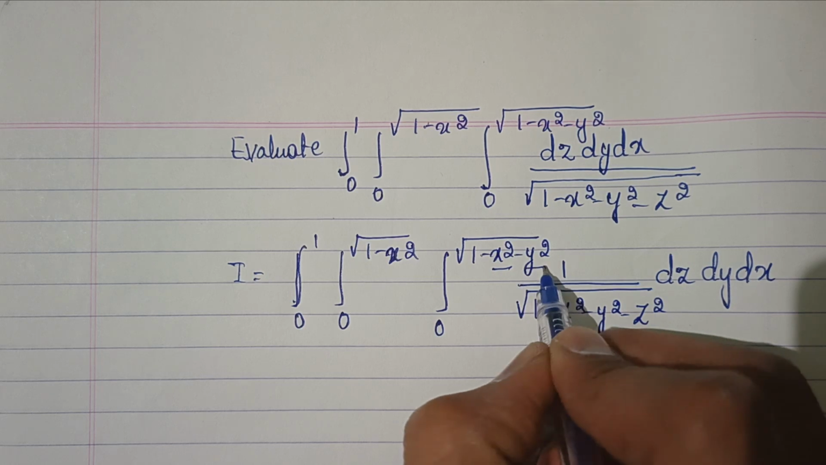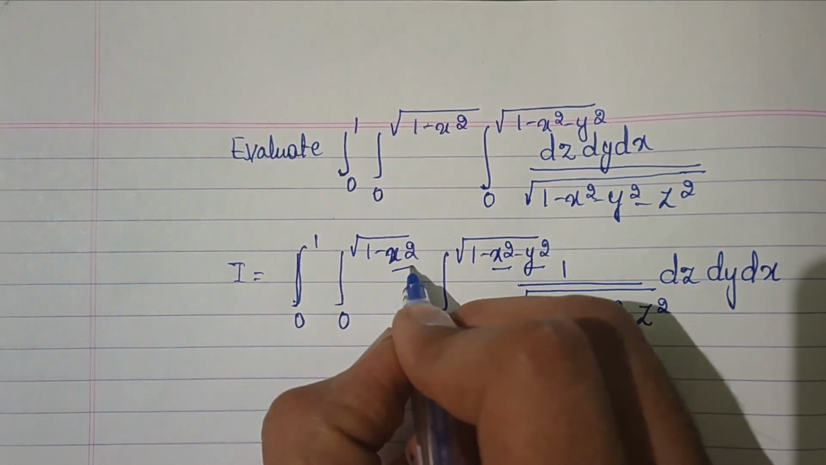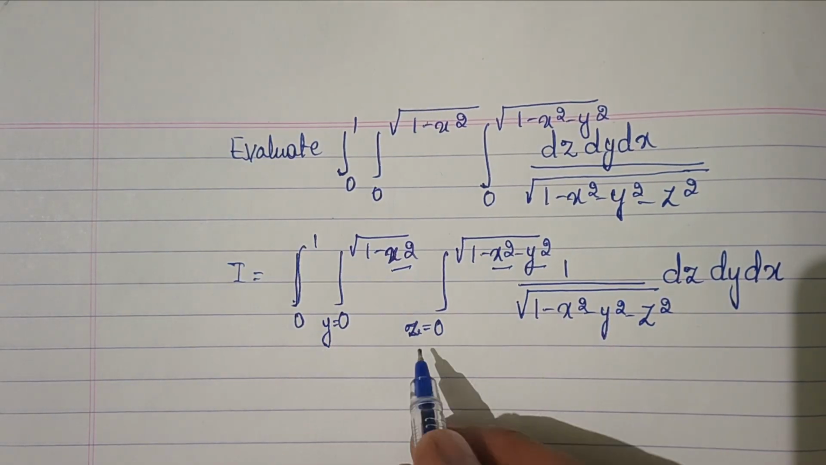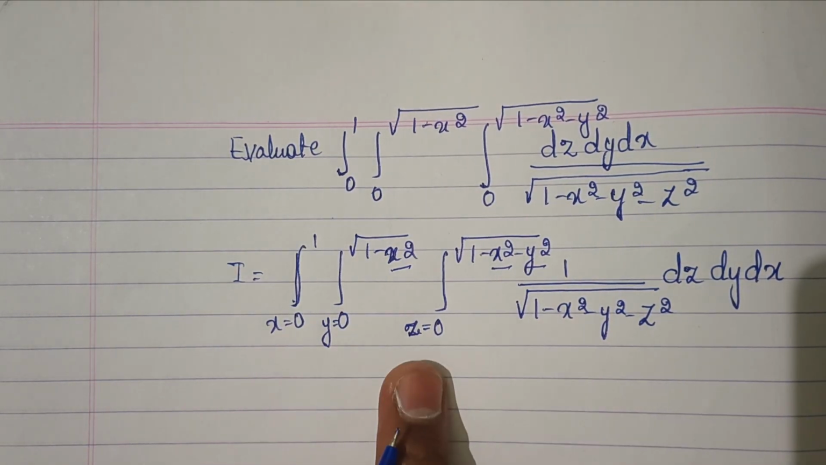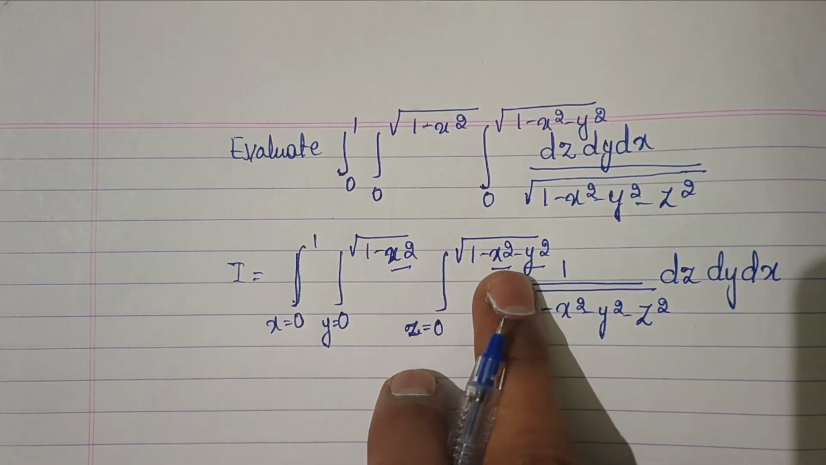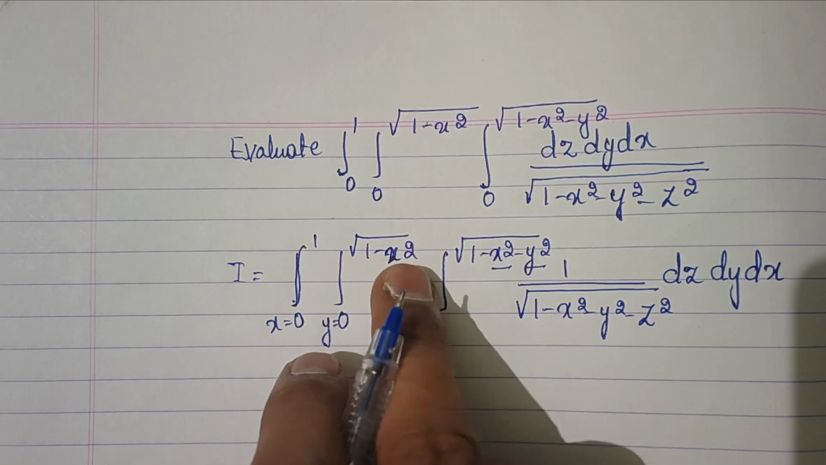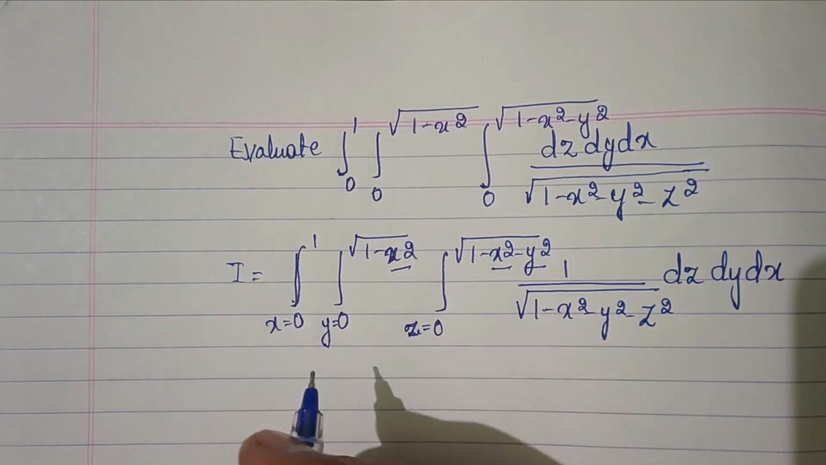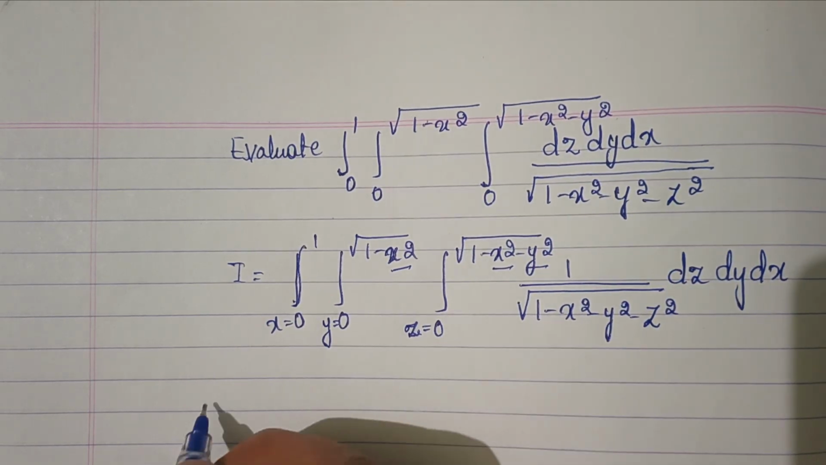Here x and y terms are there, so this will be considered as the z term. Here the x term is there, this will be considered as the y term. We are finding here y and z, so the remaining is x. We are getting the x, y, z terms. z is equal to 0 to root of 1 minus x square minus y square, y is equal to 0 to root of 1 minus x square, x is equal to 0 to 1. Okay.